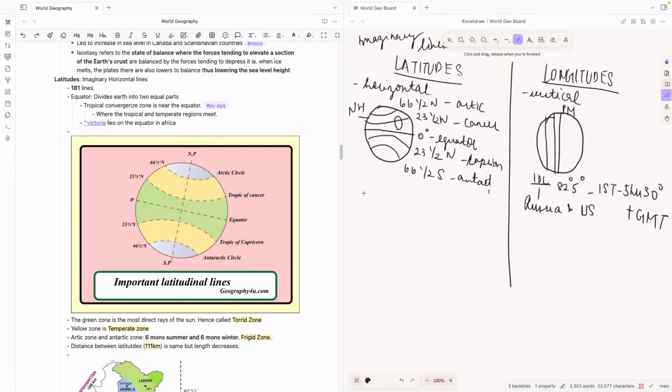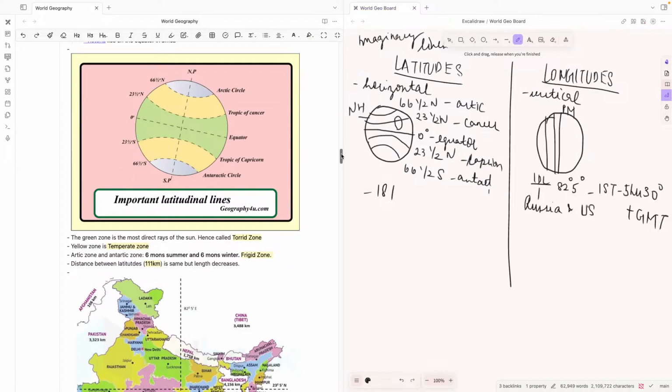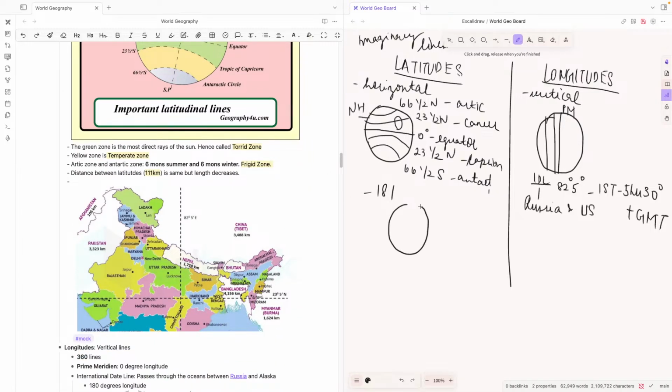There are totally 181 lines of latitude, and the distance between them will always be the same, because if this is the latitude, we can see that the distance between them is the same, right? But the length will keep on changing, either decreasing or increasing. The distance between every couple of latitudes is 112 kilometers.